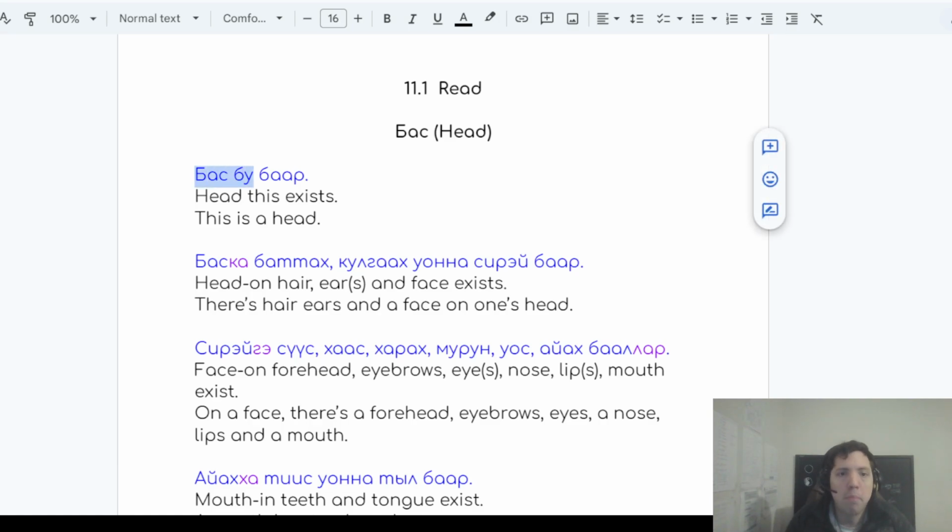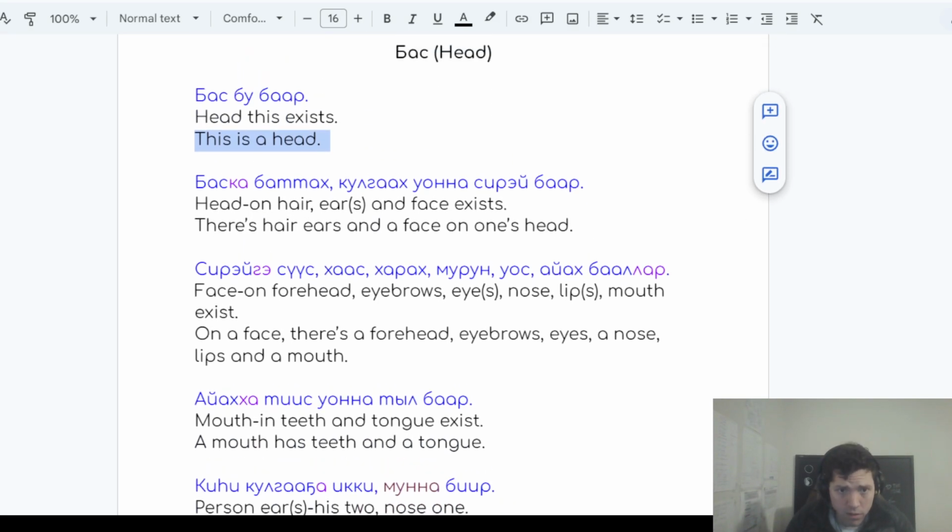Bas bu bar. This is a head, or here's a head. Baska, batach, kulkach, wanda, side, bar. There's hair, ears, and a face on one's head.